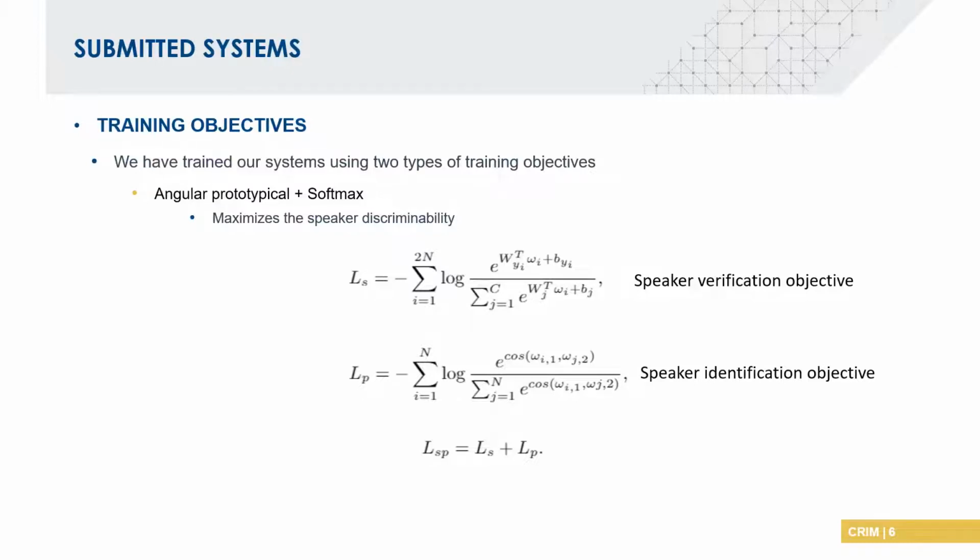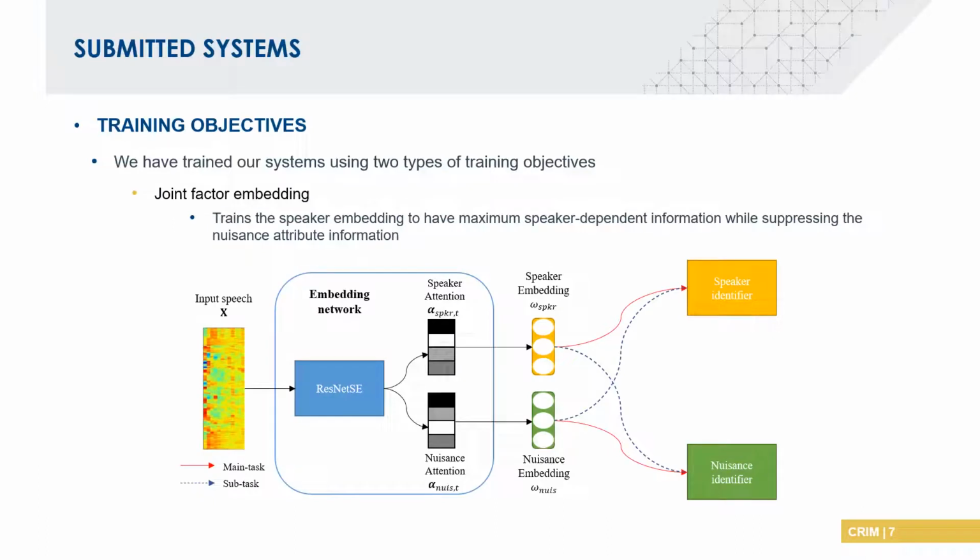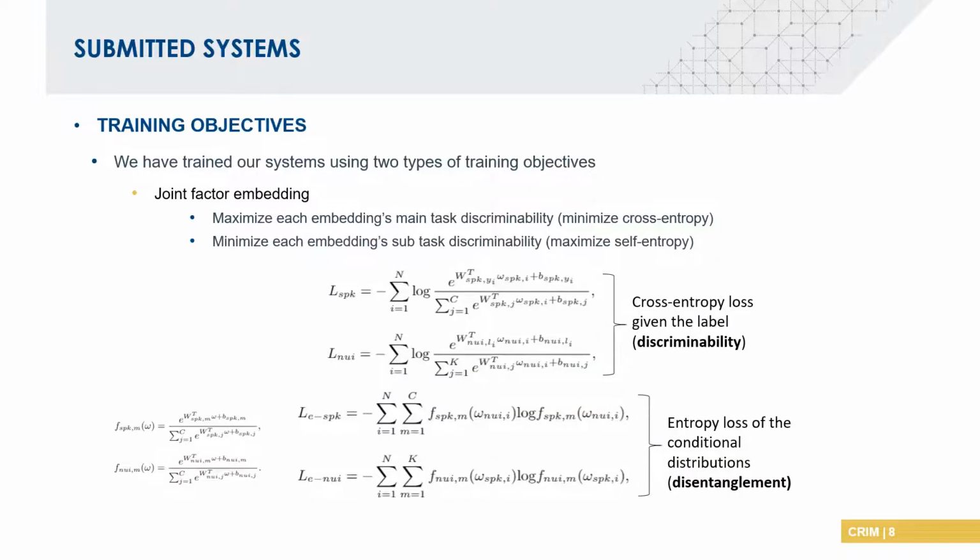The first objective function is the combination of angular prototypical loss and the softmax loss. This objective aims to maximize only the speaker discriminability of the embedding vectors. The second objective function is the joint factor embedding, JFE, which has shown good performance in disentangling the effect of emotion and devices. The embedding network in the JFE framework is trained to maximize the speaker embedding vector's speaker discriminability while maximizing its uncertainty on the nuisance attributes.